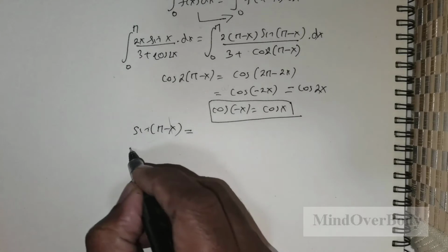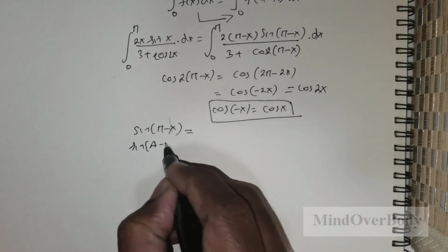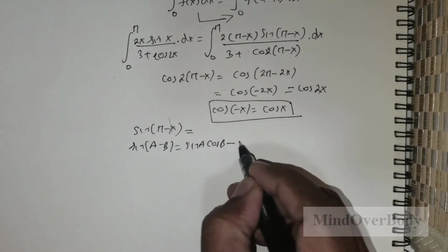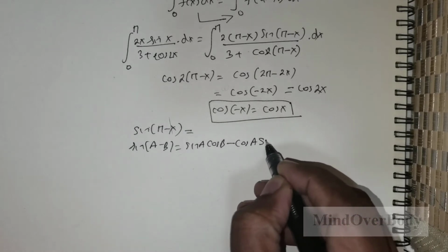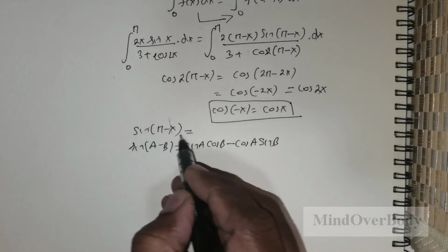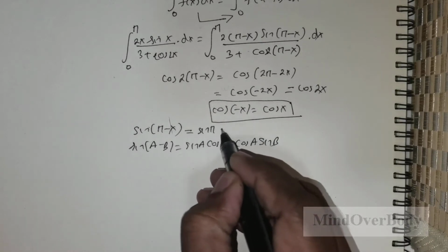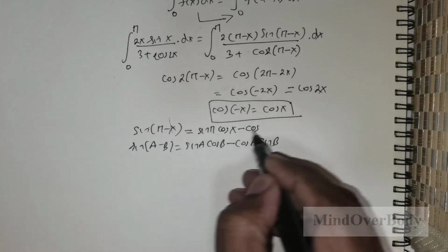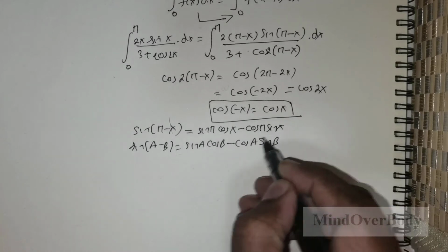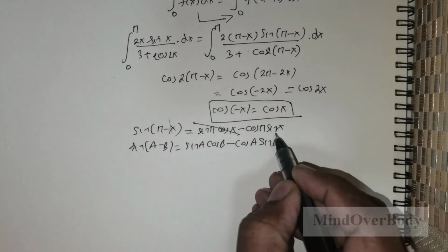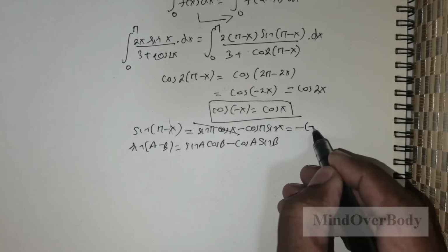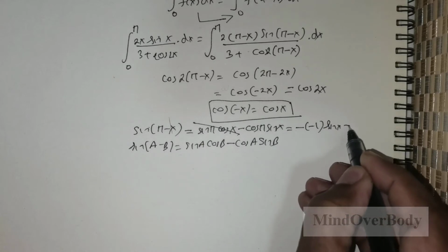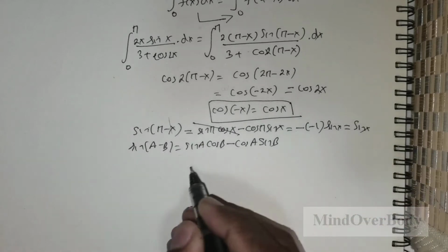Now how do we know that? Sine of (a minus b) is equal to sine a cos b minus cos a sine b. So sine of (pi minus x) is going to be sine pi cos x minus cos pi sine x, right? Now sine pi is 0, so this goes off. Cos pi is negative 1, so negative 1 times negative sine x will be actually equal to sine x.